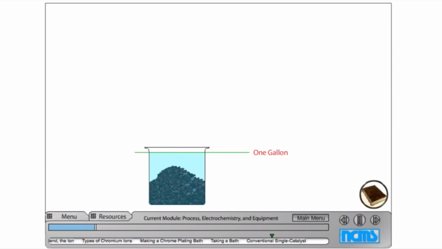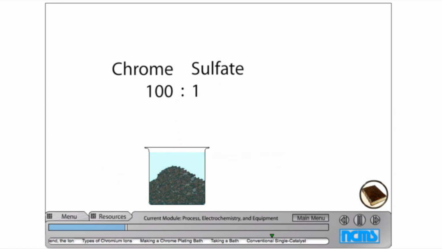To make this bath, add chromium trioxide flakes to water until the chromic acid concentration is about 33 ounces per gallon. Next, pour in sulfuric acid until the chromic acid to sulfate ratio is about 100:1. So if you had the target 33 ounces per gallon of chromic acid in your bath, you'd want 33/100ths of an ounce of sulfate per gallon. That's about 2 teaspoons per gallon.